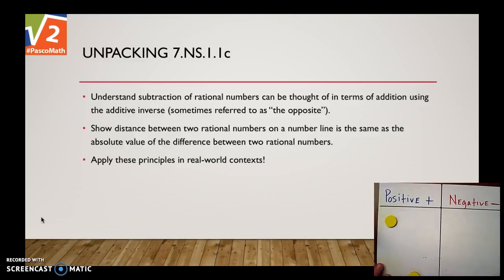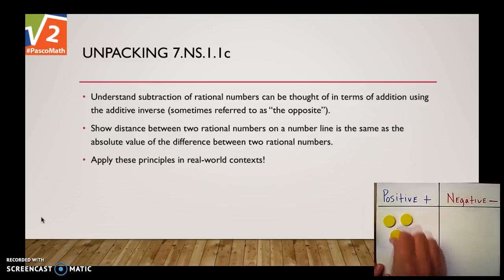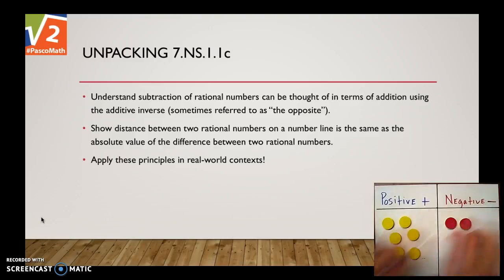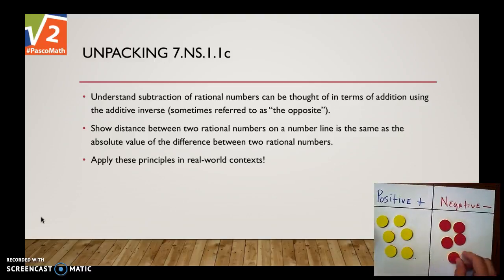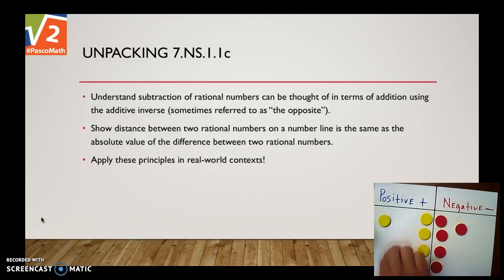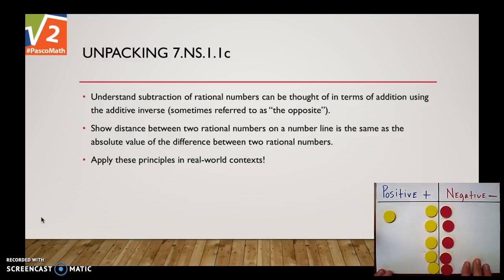So 6 minus 5 can also be thought of as 6 plus its opposite, so 6 plus negative 5. If I have 6, 1, 2, 3, 4, 5, 6, and I want to add negative 5, 1, 2, 3, 4, 5, again my zero pairs cancel. That makes a 0. That makes a 0. That makes a 0. That makes a 0. I have one more that makes a 0. So 6 minus 5 is 1, but also 6 plus negative 5 is 1. And we want students to make those connections.